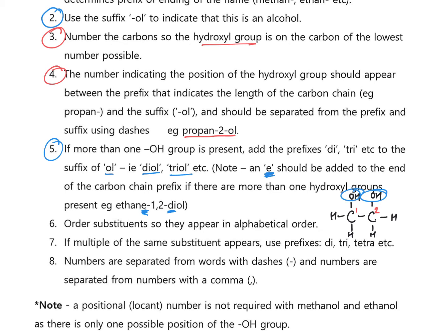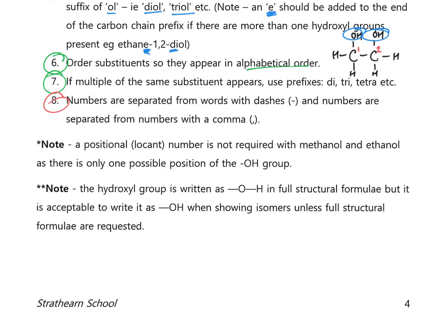Then if we have substituents, then we must put those in alphabetical order. So even if their locant number is higher, then you must put them in alphabetical order, just as we've seen before. If multiple of the same substituent appears, use the prefixes di, tri, tetra, and so on. And then numbers are separated from words with dashes and numbers from numbers with a comma, as we said before. Just a little extra note on our locant numbers. We don't need those with methanol and ethanol.